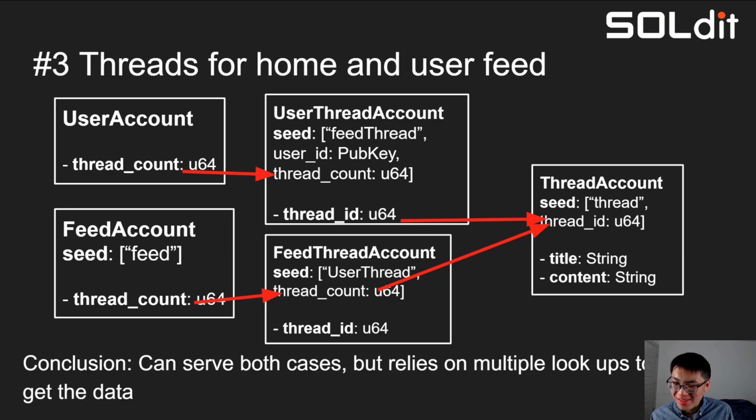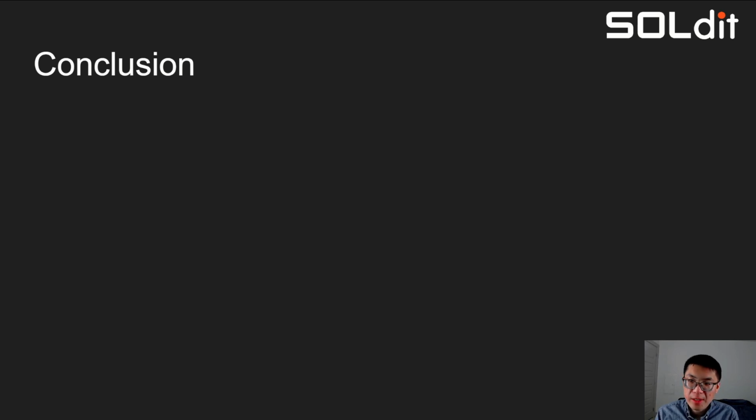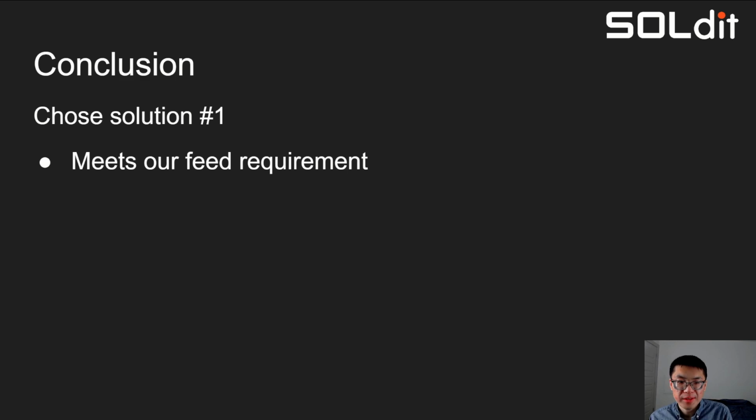Anyways, in conclusion, this can be a solution that serves both of our cases that we talked about, where we can both create a list of threads that's associated with a specific user, and populate a feed with all the latest threads. But so, in conclusion, to solve our original problem, we're going to choose solution number one, and the reason for that primarily is because it just meets our feed requirement. We don't care anything about generating a list of threads for a specific user. Another advantage is that it's simple to do.